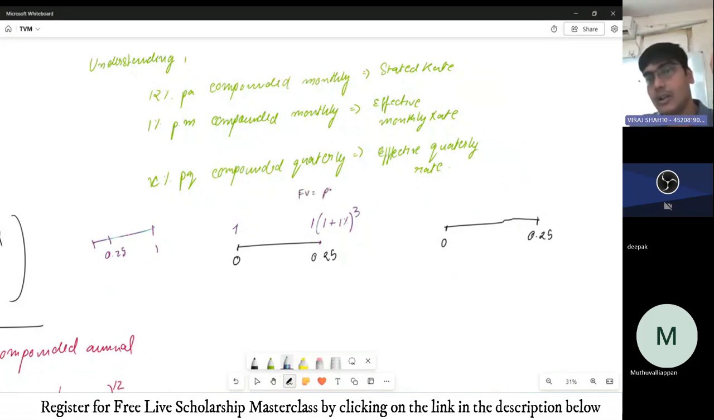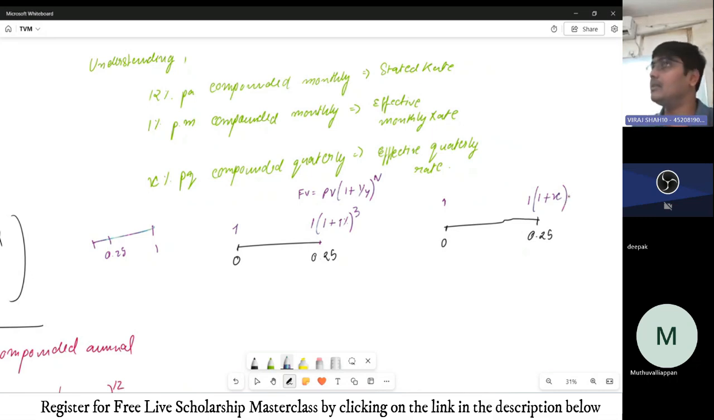FV is equal to PV into (1 plus I by Y) to the power N. I by Y is effective rate, which is 1%. PV was 1. What was N? Number of periods. Number of months in 1 quarter is 3, which is why I've written it as 3. Now I should get the same FV over here also. So 1 becomes, quarterly rate पे, 1 plus I by Y quarterly. Sorry, 1 plus X%.